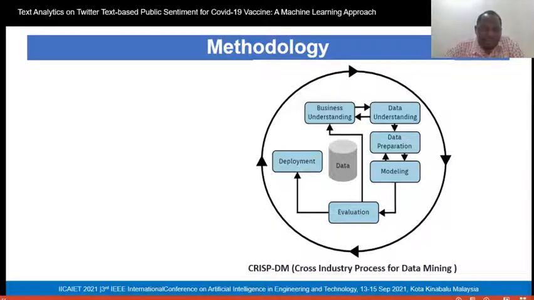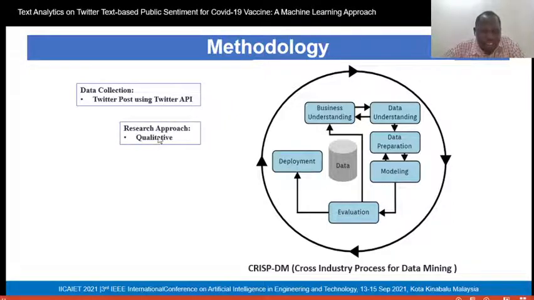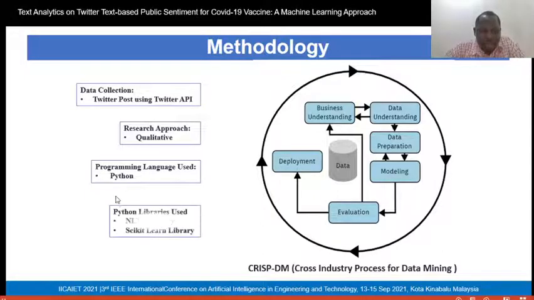the model. The Twitter API that we use in this research is Tweepy. Also, of course, this research is qualitative research because it's social media data. The programming language that we use in this research is Python. And the Python libraries that were applied while experimenting in this research are NLTK and scikit-learn.